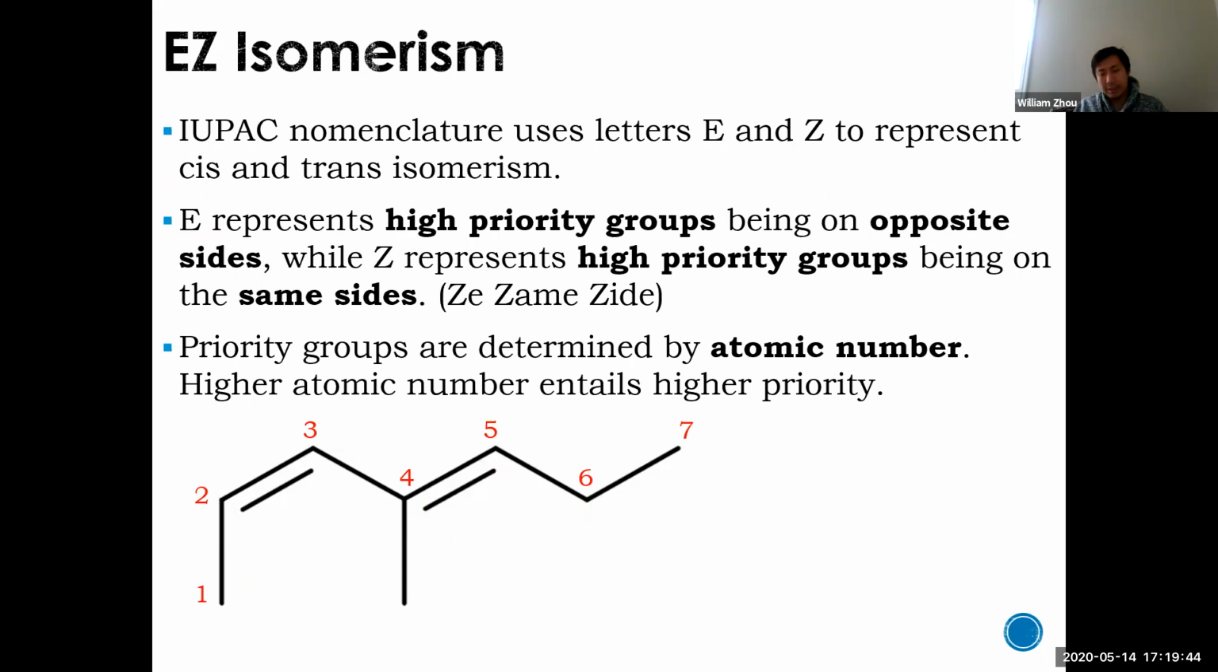The next thing you got to decide is, E or Z, are they on the same side or are they on the opposite side? First of all, that's the hepta-2,4-diene. That's the name of the parent. For the first one, the double bond on carbon 2, it is a 2Z. They're on the same side. What is on the same side?